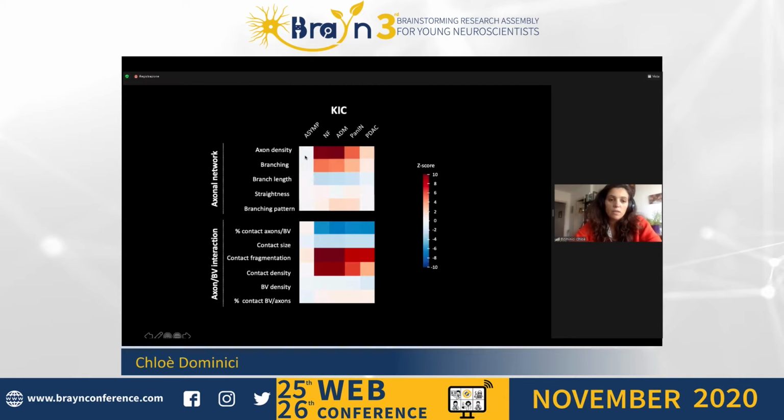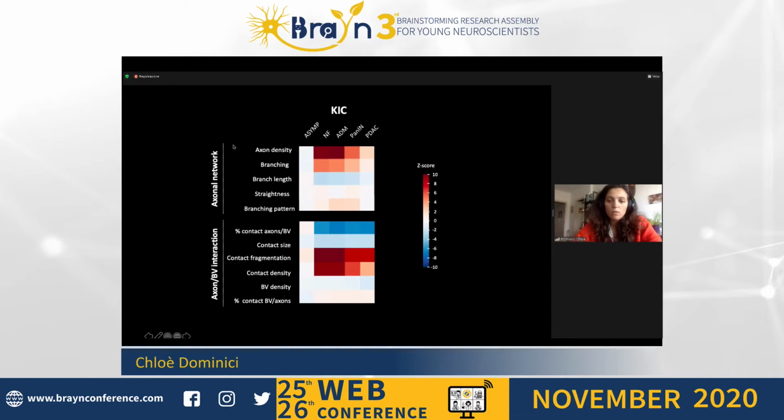So here is the summary of all the variables that we looked at for the axonal network and the axon blood vessel interactions in the KAC mice for the asymptomatic, nodular fibrosis, pretumoral lesion, and tumoral lesions. And as I showed you, we have an increase of the axonal density in pretumoral lesions, but not in PDAC stages. An increase of the branching and diminution of the branch length, as it is newly formed axons. And regarding the contact, you have a decrease of the contact of blood vessels and axons and an increase of the fragmentation and the density.